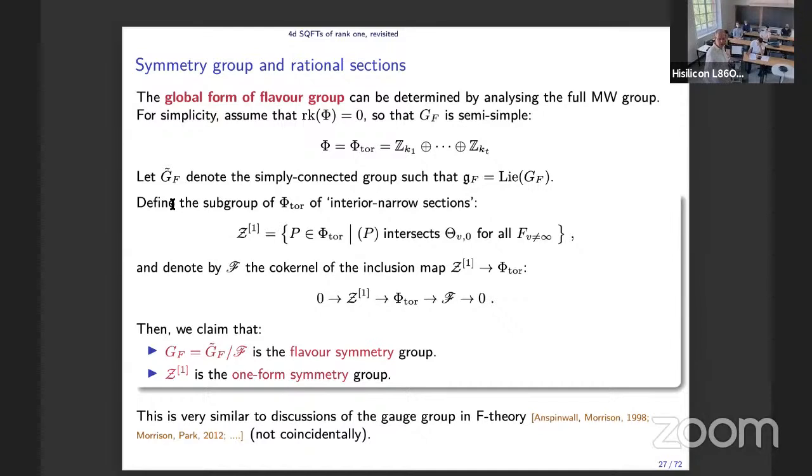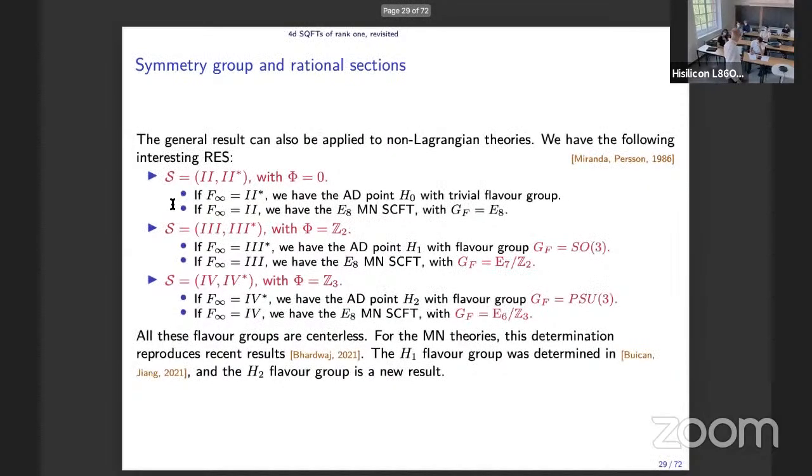But the actual action in more complicated examples can be determined by just looking at where it intersects exactly at each fiber. In many cases, there is a unique way it could act anyway. And Z1 itself, the subgroup, so those are the torsion sections that only intersect infinity, correspond to one-form symmetry of the theory. This is very similar to the discussion of the gauge group in F-theory for the F-theory experts, and of course it's not a coincidence. We'll get to that.